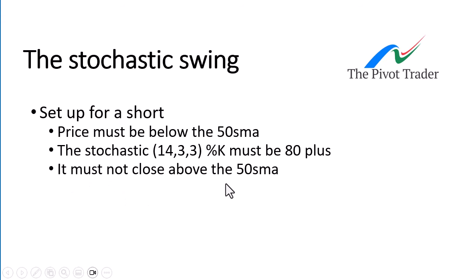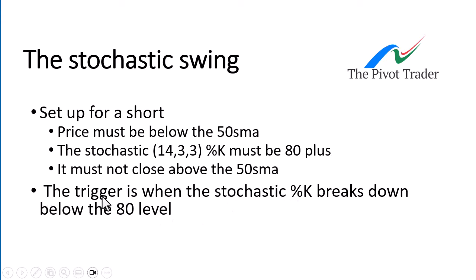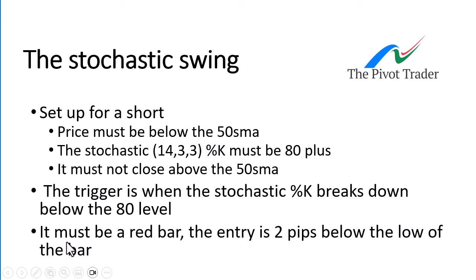It must not close above its simple moving average. So if one of the bars after the setup closes above the simple moving average, I scrap it. Now it triggers when the %K breaks down below the 80 level. So it's very simple. You can see the rules are very, very simple. Now you can do this with any strategy. Just write it down like this.